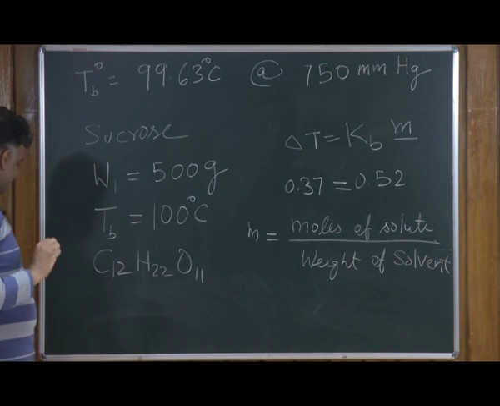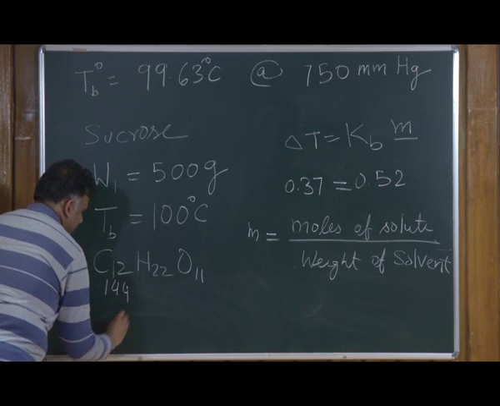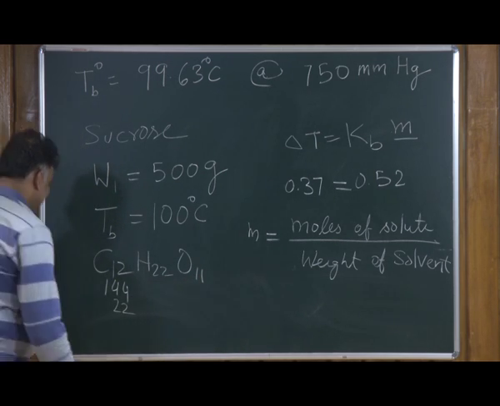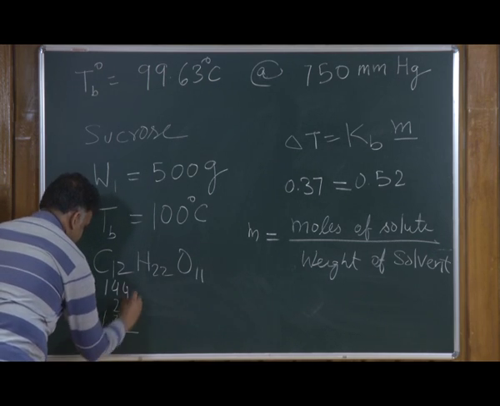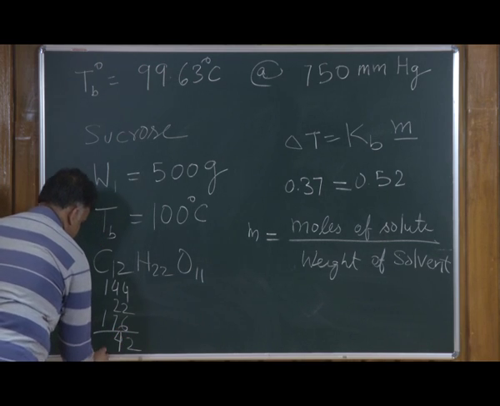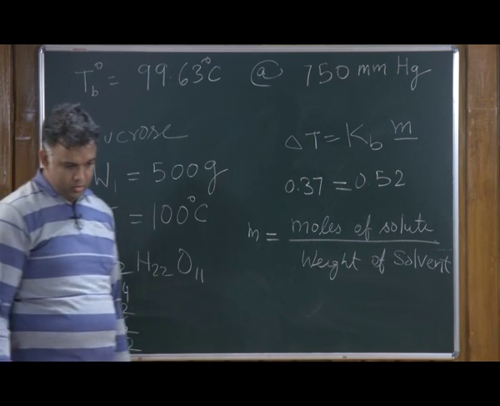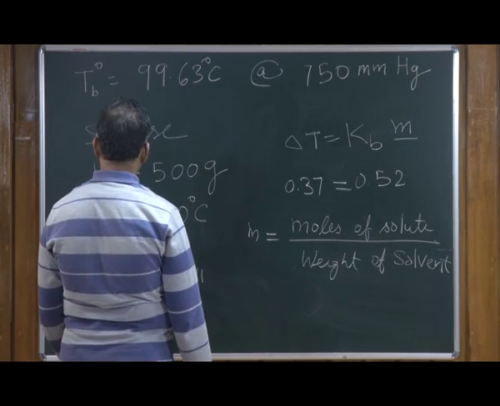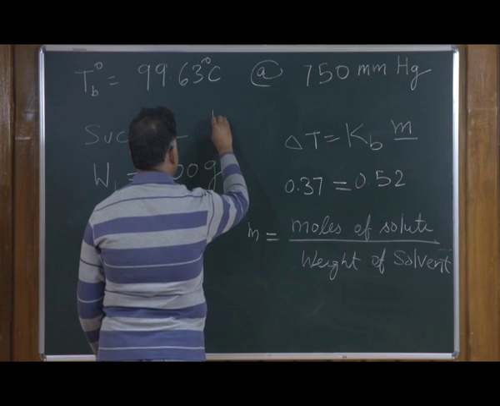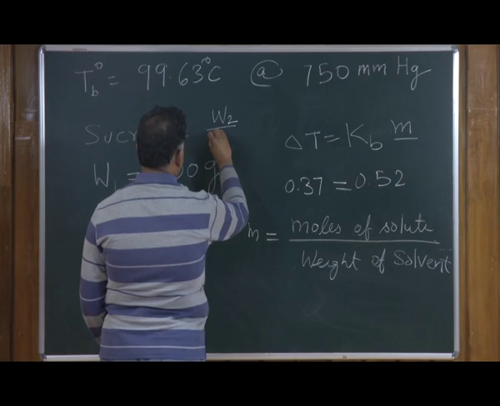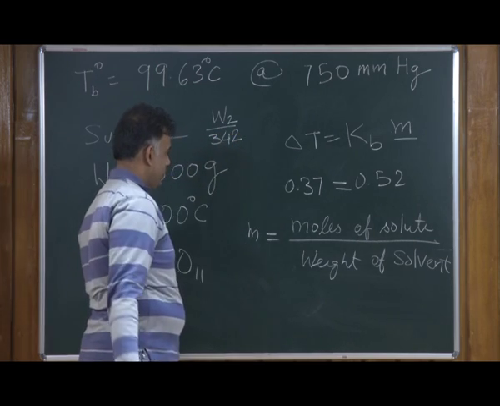The sucrose is C12H22O11. Okay, so the weight of this would be 144 plus 22 and oxygen 11, 16 into 11, 176. So, this would be 4 to 6, 12, 1, 8 to 10, 14, 342. So, if weight of solute is W2, then the moles of solute is simply going to be W2 divided by 342, and we can put that information right here.